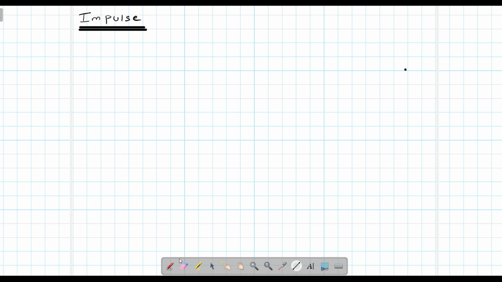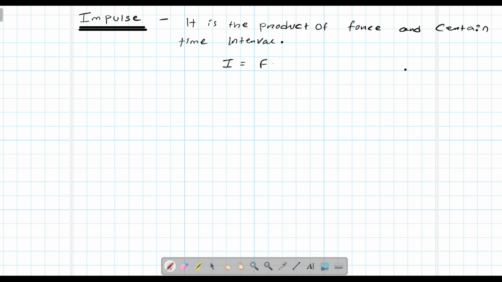Impulse says कि the product of force and time interval, it is defined as the product of force and certain time interval. Force and certain time interval, that is impulse. Impulse I equals to F into delta T.